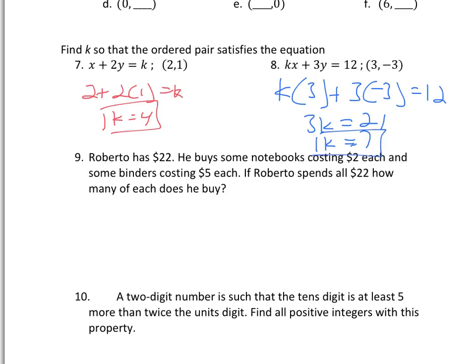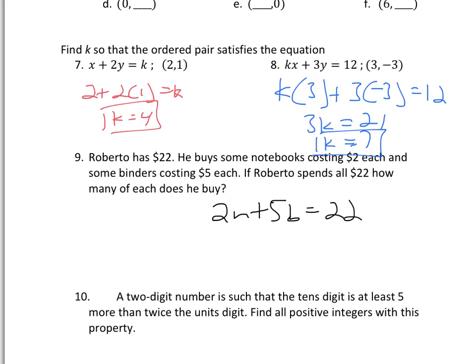Okay, couple word problems. So Roberto has $22, buys some notebooks costing $2 each, some binders costing $5 each. If you spend all the money, how many of each does he buy? There's a couple possibilities here. Okay, so you've got 2n plus 5b equals 22, or 2x plus 5y.